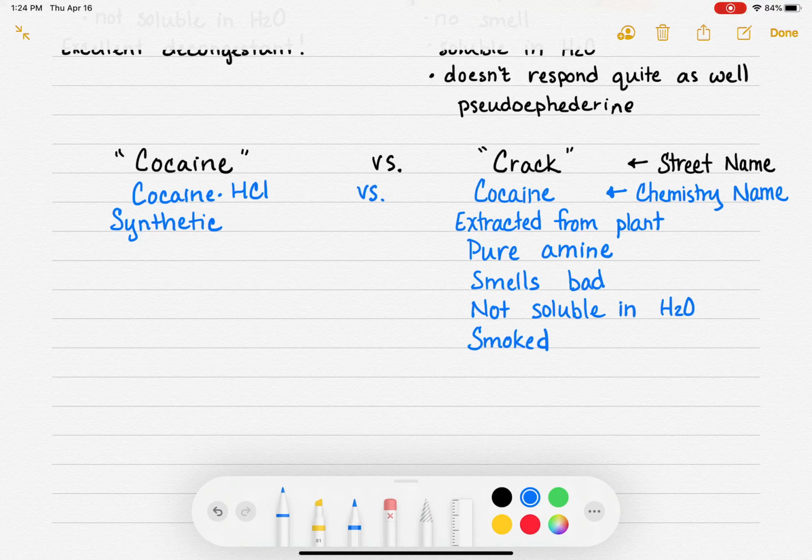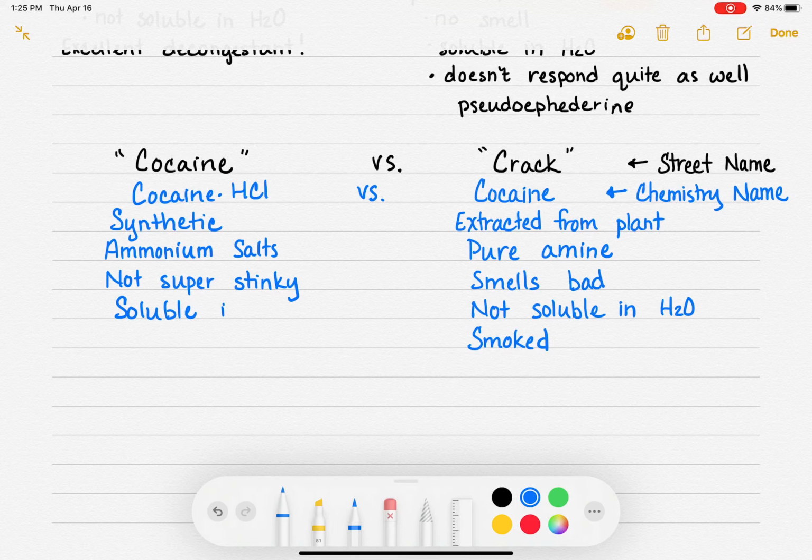And that's the most effective way to get high off of it. Cocaine, or cocaine HCl, the synthetic form of the drug, is not a pure amine. It's one of these ammonium salts. Because it is this ammonium salt, it doesn't have the same type of smell, so it's not super stinky. It could be stinky if it has been altered in the manufacturing process, depending on what's been put into it, but it shouldn't smell bad. It should smell nothing. And it is soluble in water.